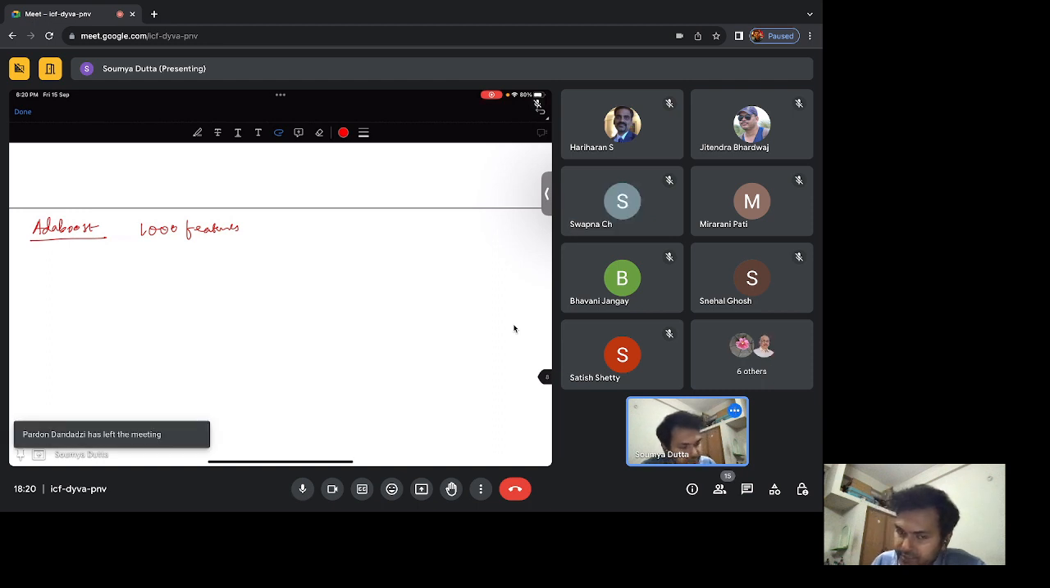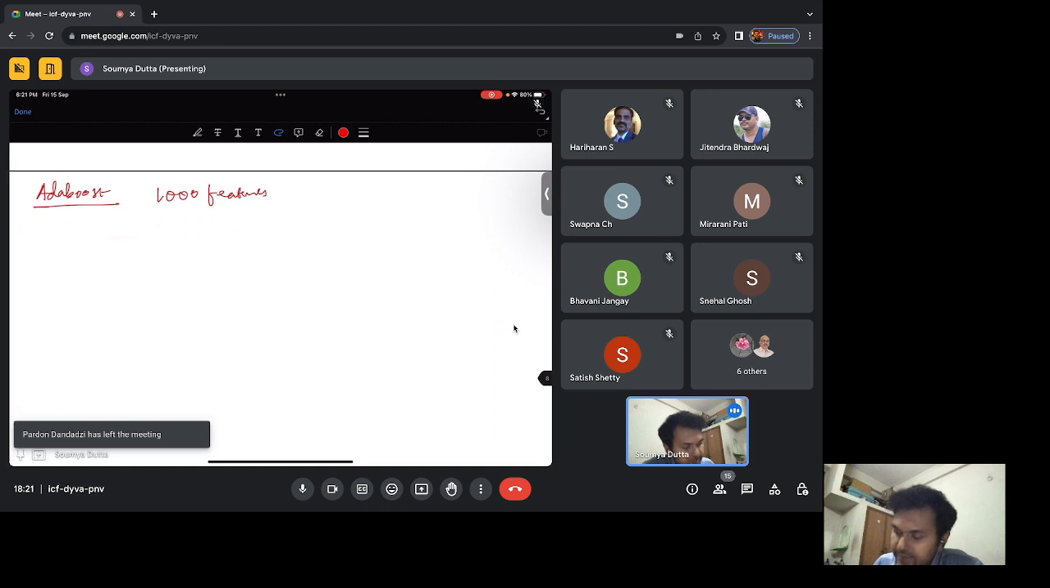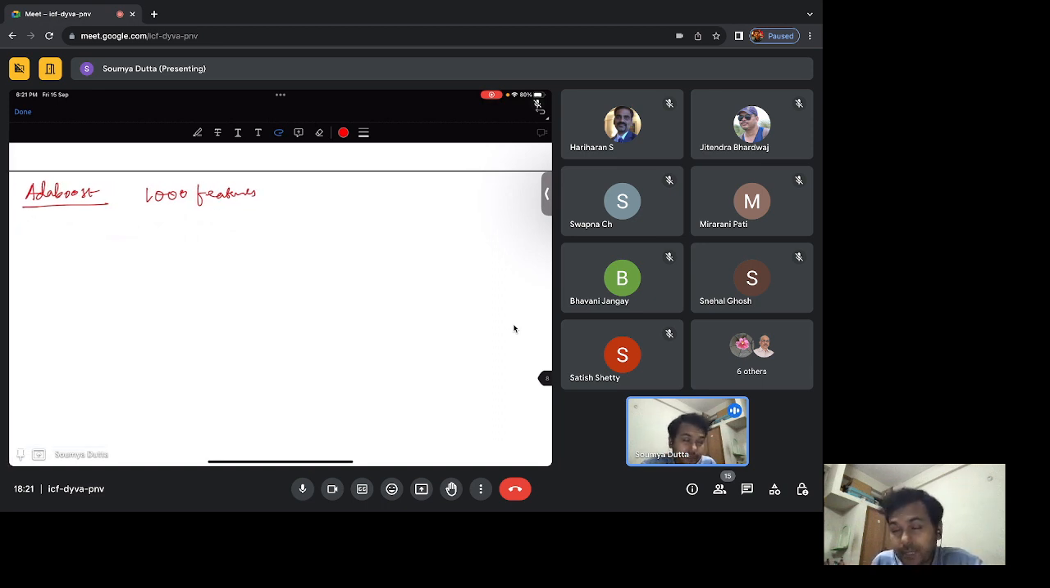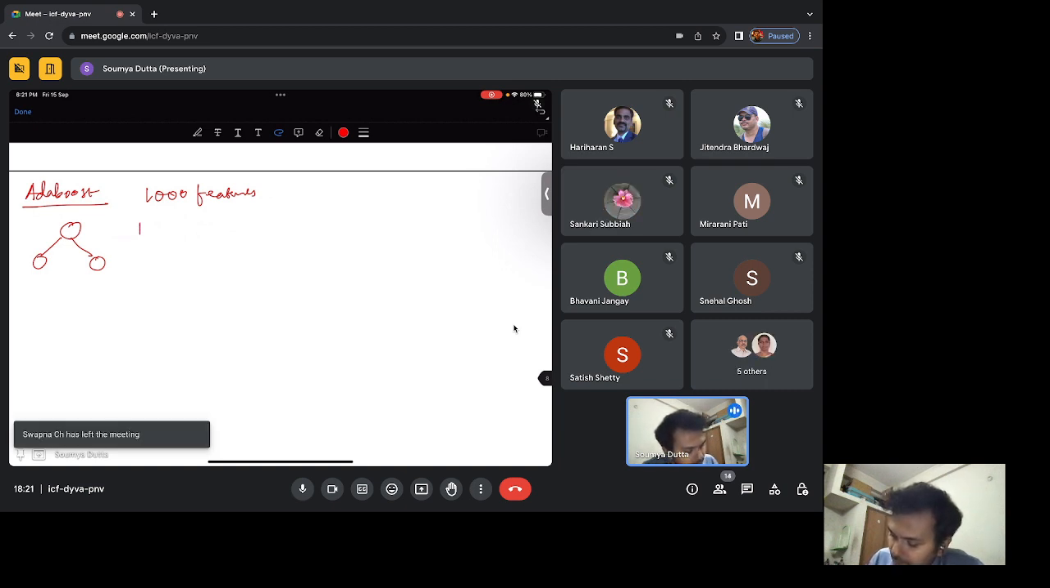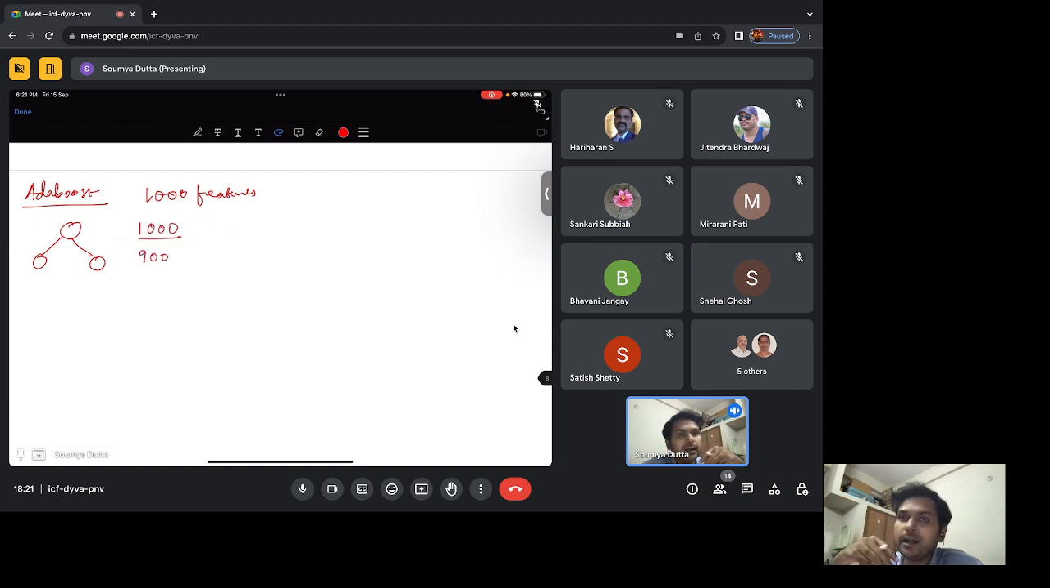Now the way AdaBoost will work is, it will ask you to create a very simple classifier, so that at least the accuracy of that classifier is more than 50%. Now you have 1000 training examples, out of which 10 are outliers. I'm simplifying this very, very much. It is generally never like this, but okay, let me do it like this.